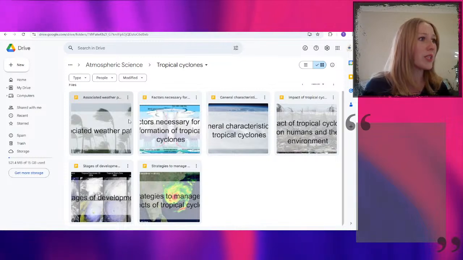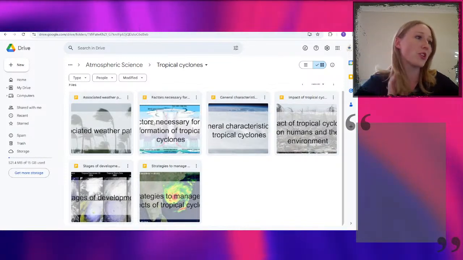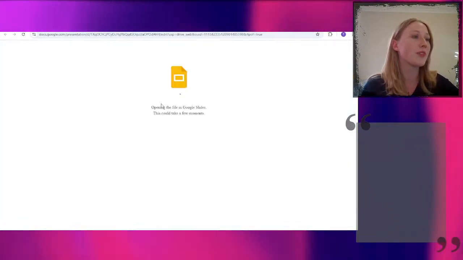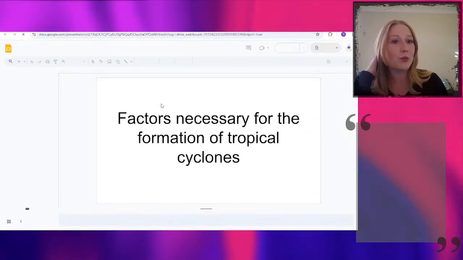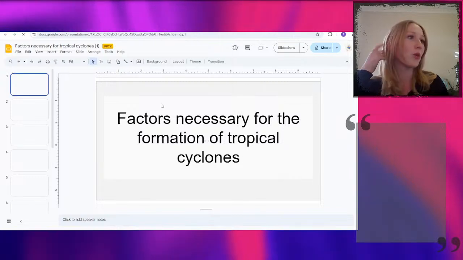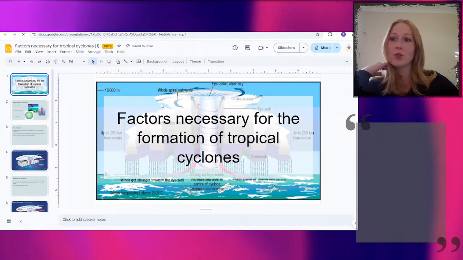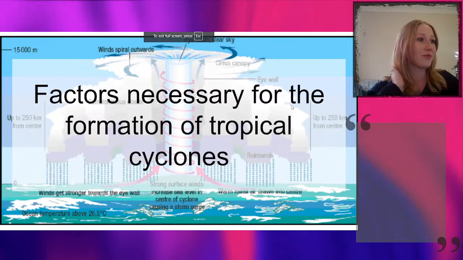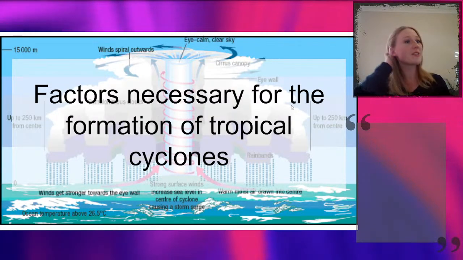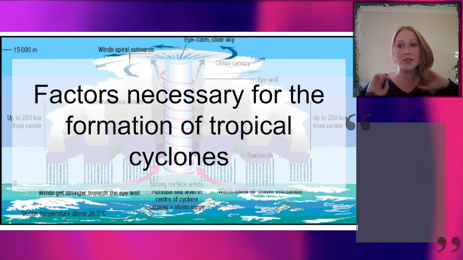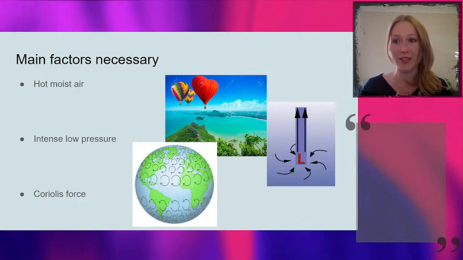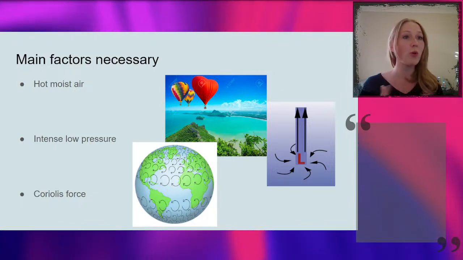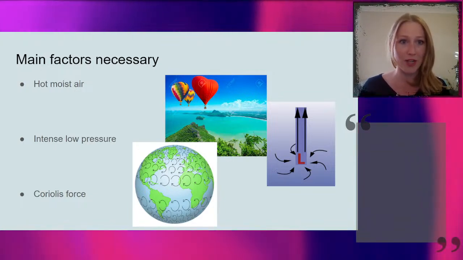Okay, let's go with factors necessary for formation. That's probably a good start. So how tropical cyclones are formed. A tropical cyclone we also refer to as a hurricane or a typhoon or something of the sorts. Factors necessary for formation of a tropical cyclone. So there are three main key ingredients. You have to have all three of these factors before you see a tropical cyclone forming.